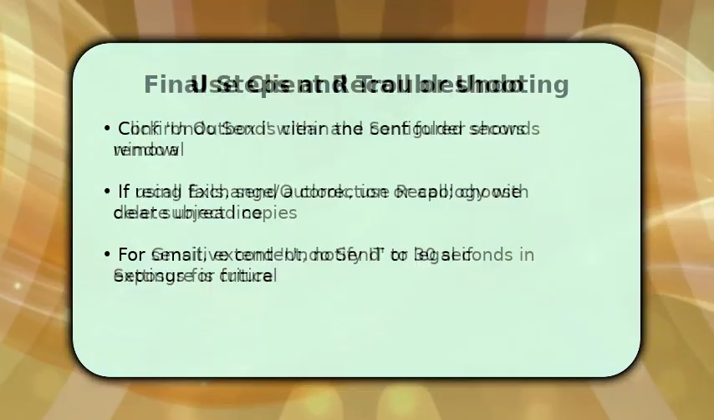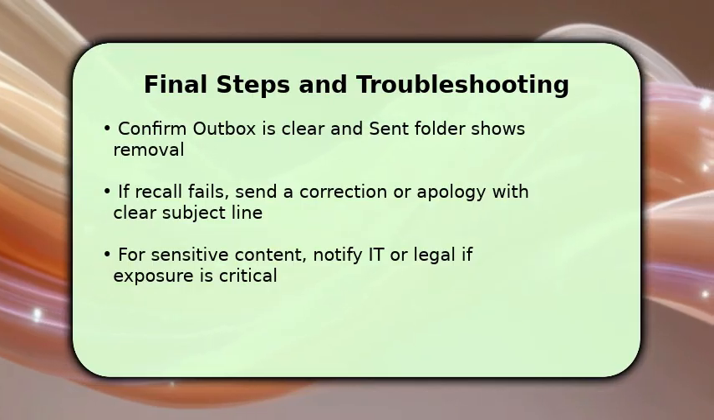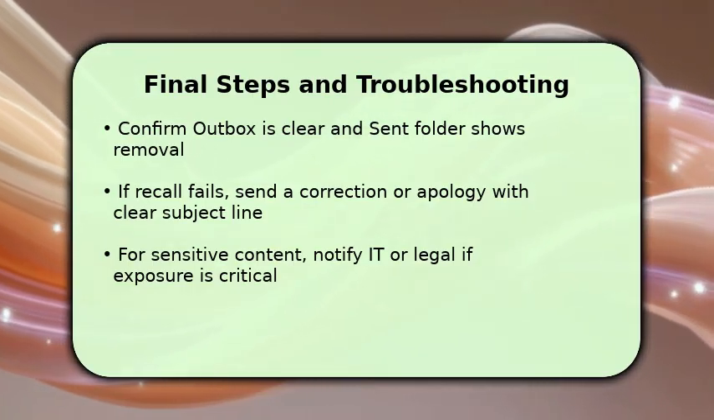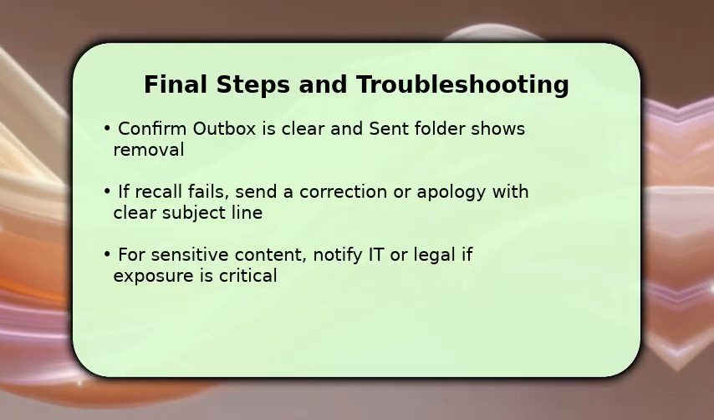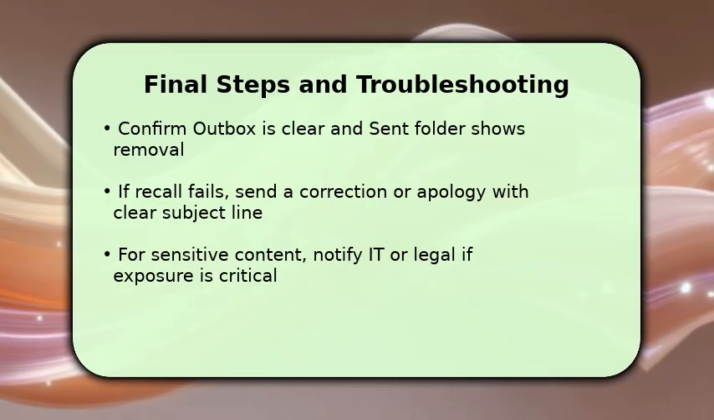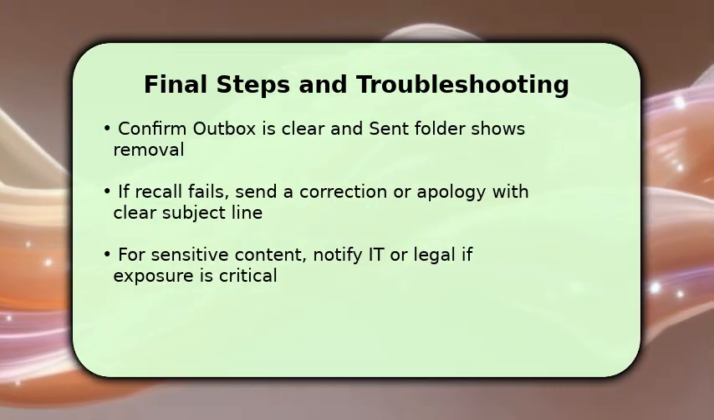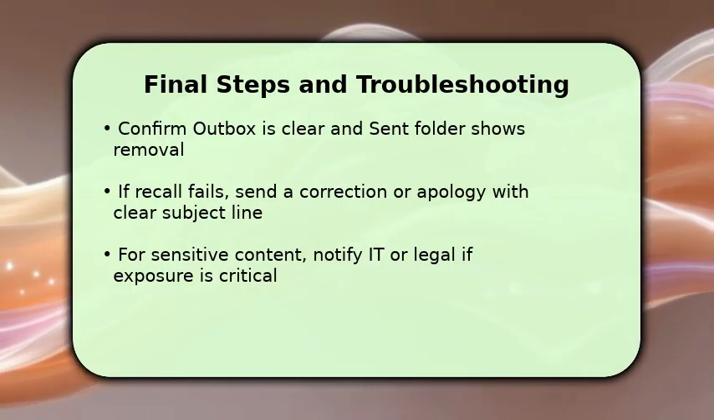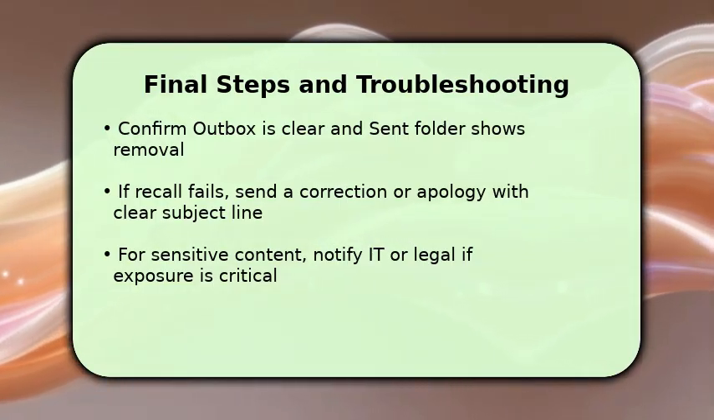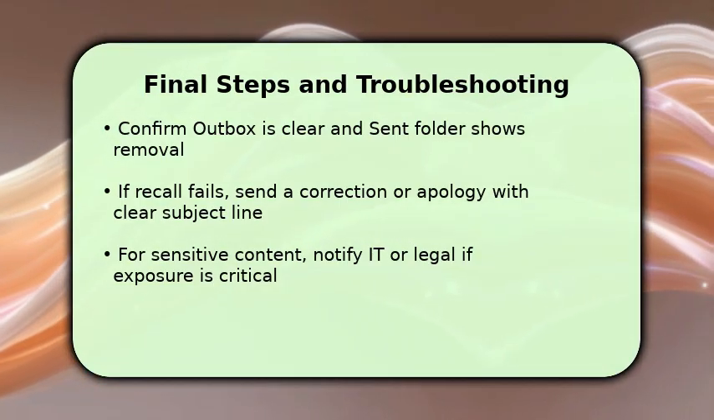After using Undo or Recall, confirm the Outbox is clear and the message is gone from Sent. That verifies success. If Recall fails or the recipient already read it, send a corrected follow-up immediately with a clear subject like correction and explain concisely. That reduces confusion. If the email contained sensitive data and exposure matters, notify IT or legal fast so containment steps can start.